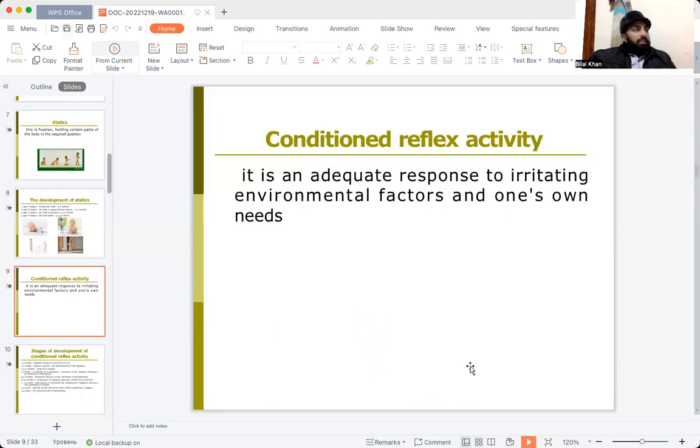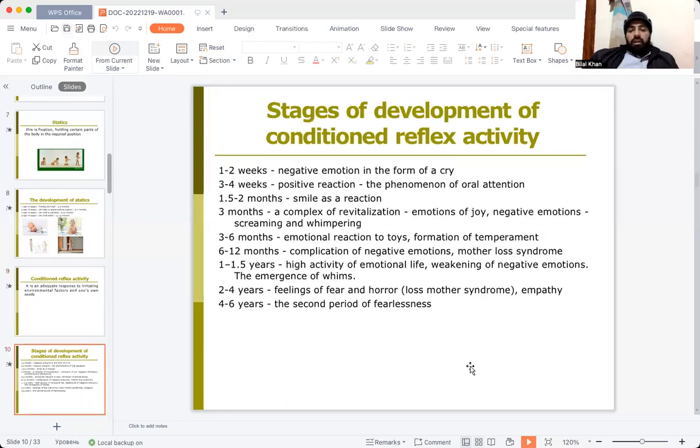Then we go to conditional reflex activities and adequate response. Adequate response to irritating environmental factors and one's own need. Stages of development of conditional reflex activity.